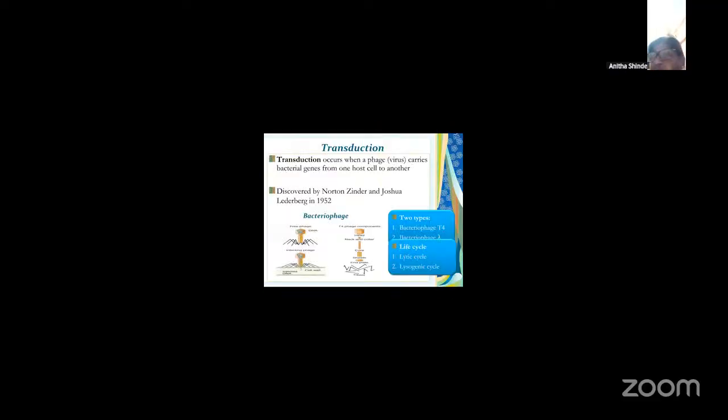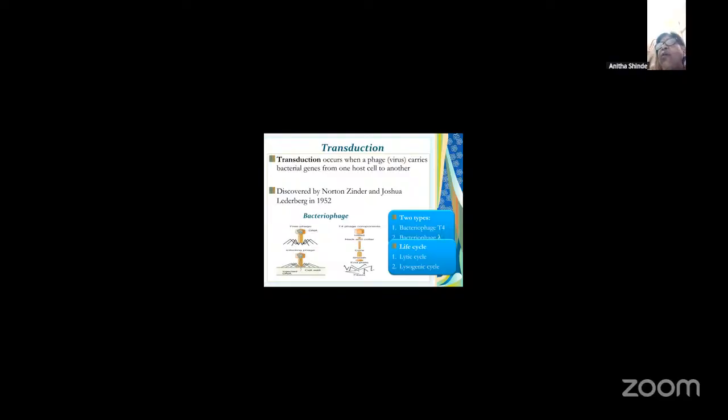So this is about conjugation. Now coming to transduction. Transduction is the last mechanism which we see in prokaryotic organisms. Transduction occurs when a phage, that is a virus, carries bacterial genes from one host cell to another. Here the virus plays an important role.